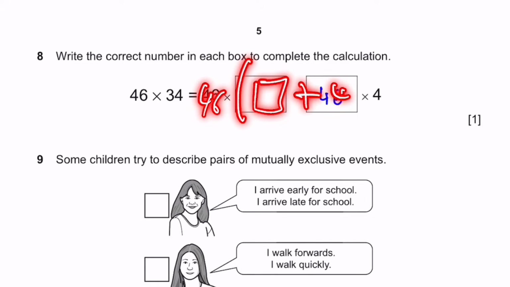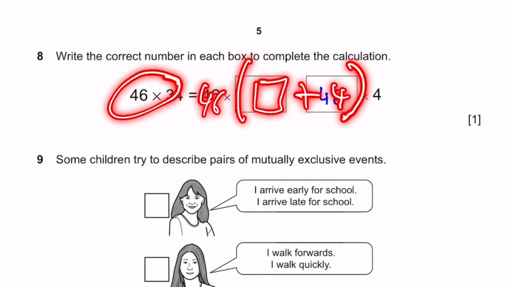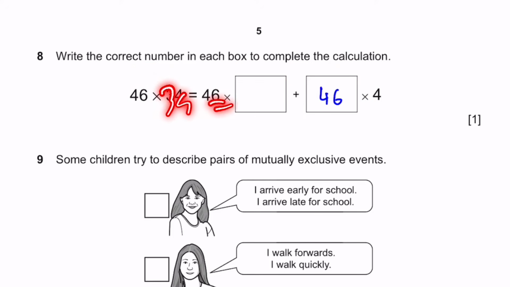Now 34 will be equal to something plus this 4 here because we factorized a 46 times this. So 46 times the blank plus 4 is 46 times 34. So 34 is this blank plus 4. And this blank will therefore be equal to 30. Well, this is not our only answer.